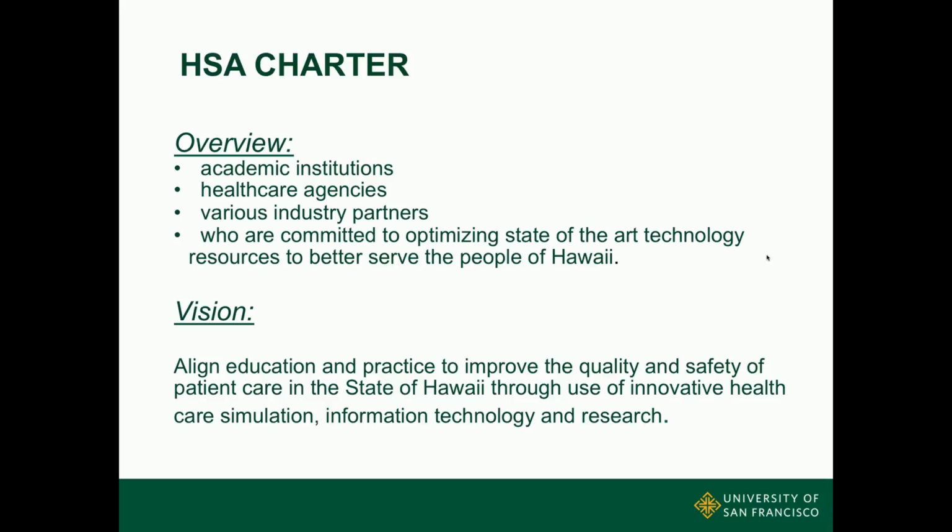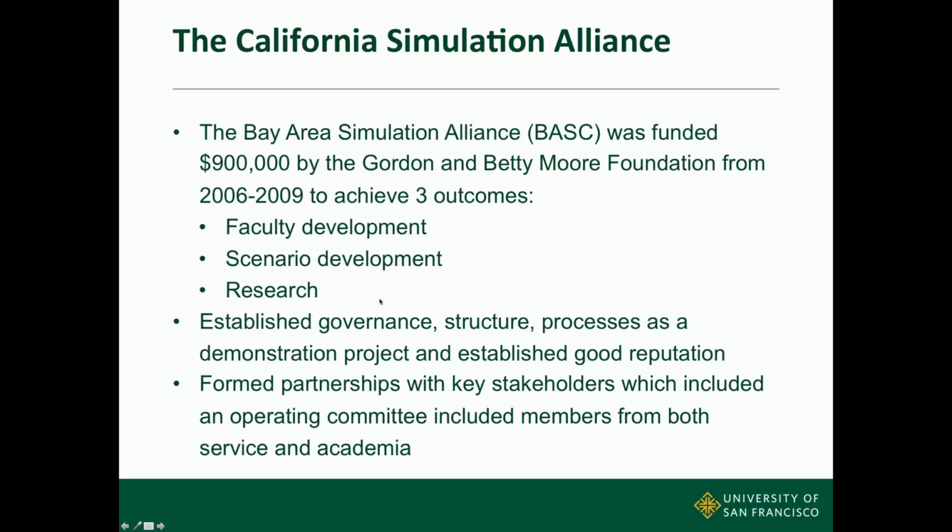They want to align education and practice to improve the quality and safety of patient care in the state of Hawaii through the use of innovative healthcare simulation, information technology, and research. So again, it's patient care safety. So those are examples of about 4 SIM alliances around the country in the U.S.